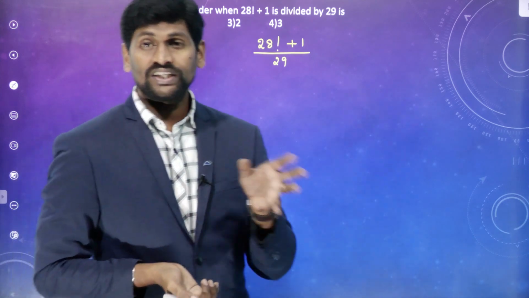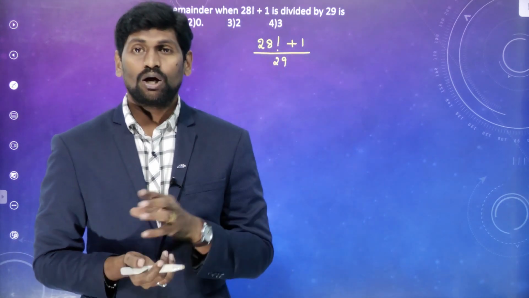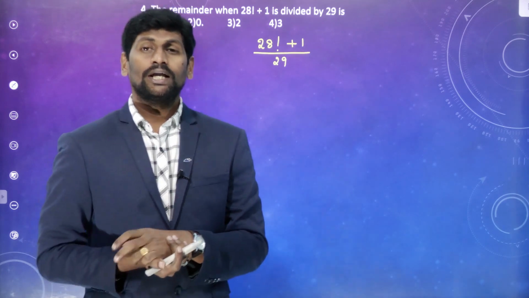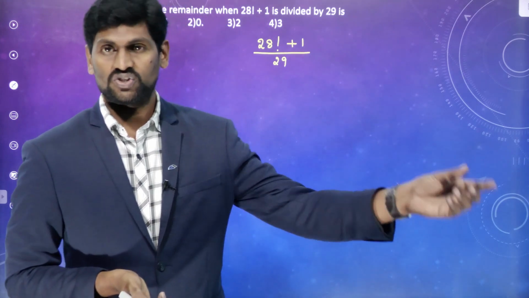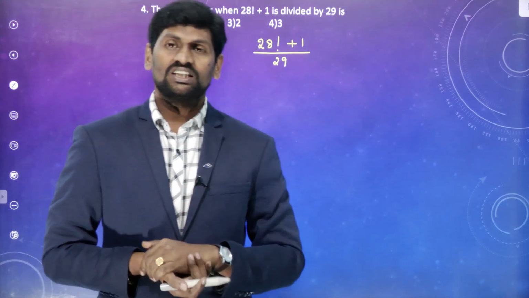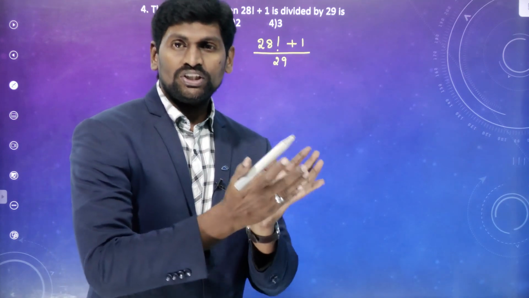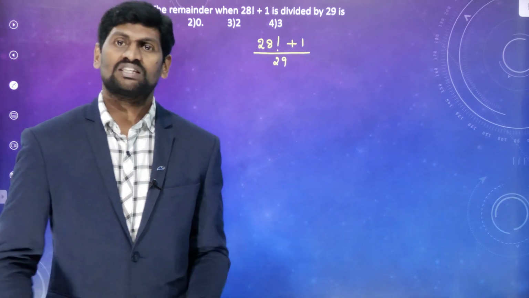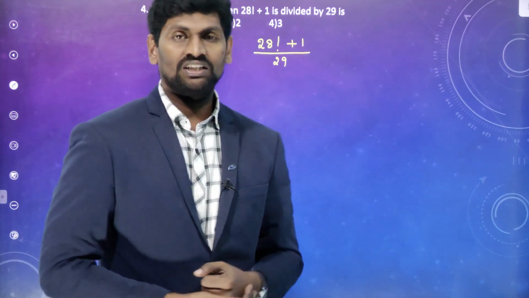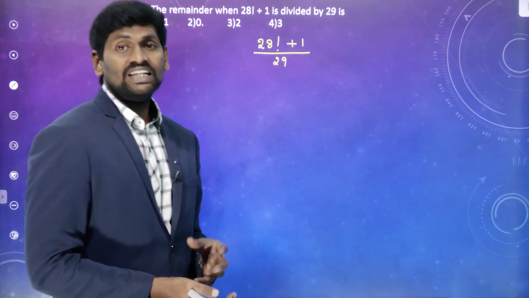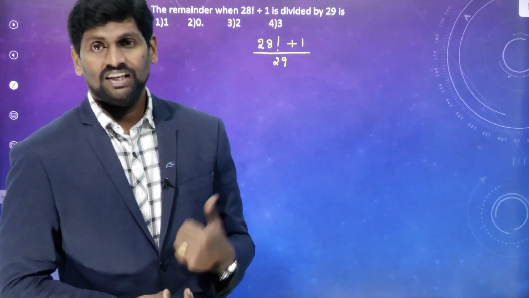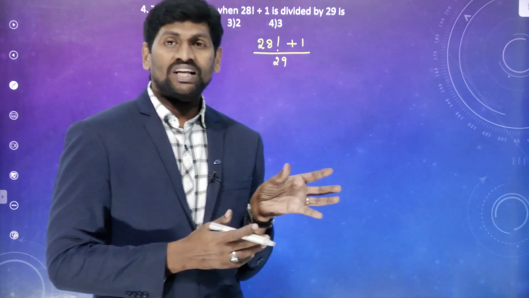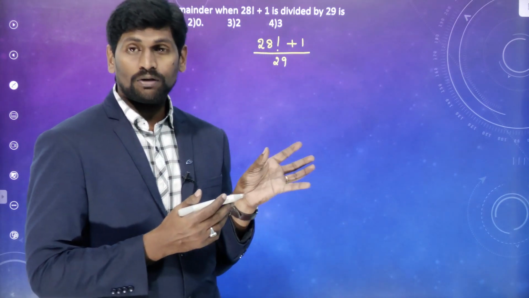What is 28 factorial? Factorial of n is nothing but the product of the first n natural numbers. So 28 factorial means the product of the first 28 natural numbers, that means 1 into 2 into 3 and so on into 28. That means we will get a very lengthy answer, and dividing that answer by 29 again is not possible. It will take a lot of time. But if you observe carefully, we can solve this problem with Wilson's theorem.